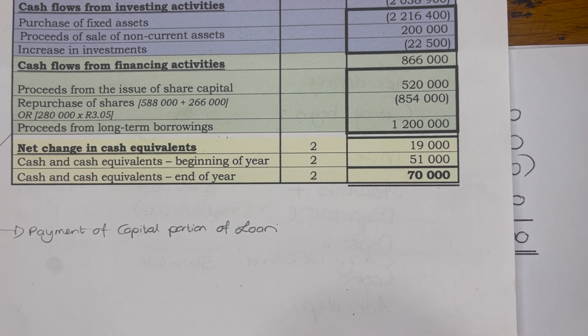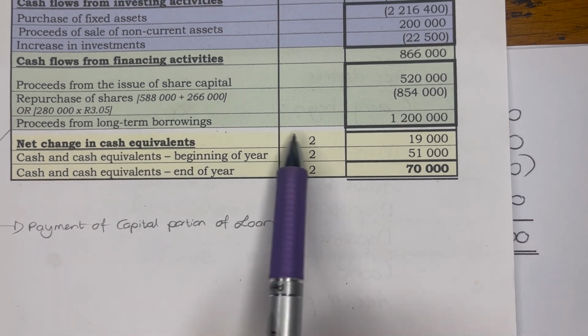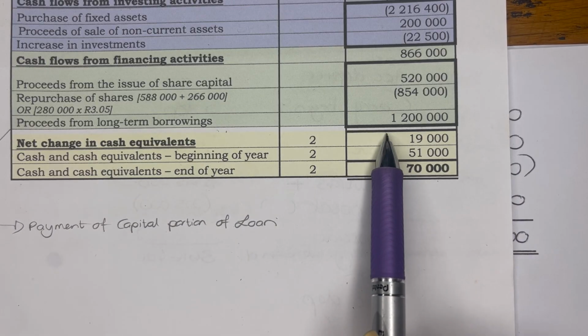And then lastly, if I look at the loan, this part is fairly easy. You gain a loan of 1.2 million.